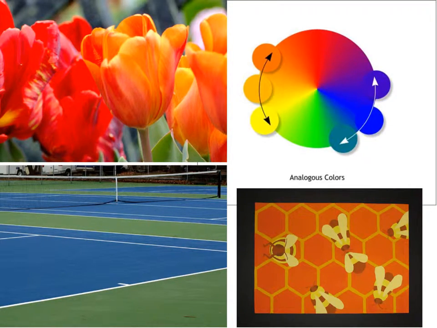Blue and green happen to be next to each other on the color wheel. Orange and yellow are next to each other. Red, orange, and yellow, like in the flowers here. They're all neighbors. Another word for analogous might be neighboring. Ooh, I wish I could write that down on my paper. Neighboring, or next to each other. Where's the pause button again?